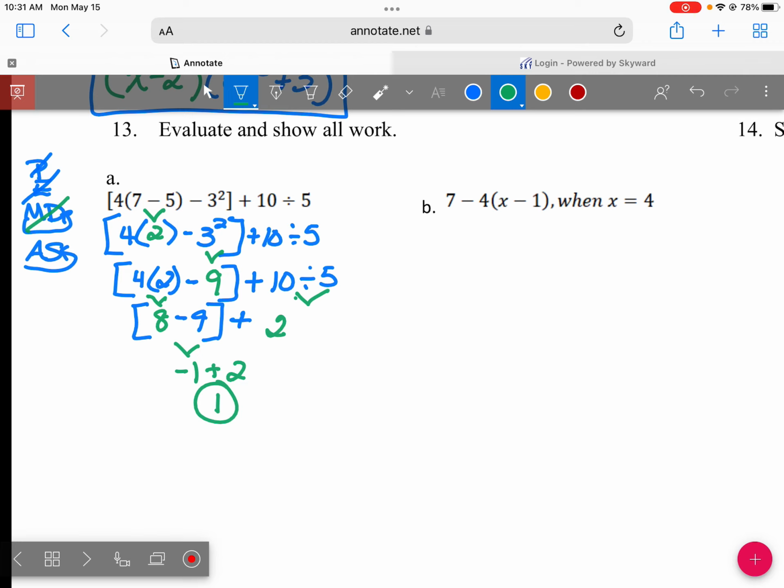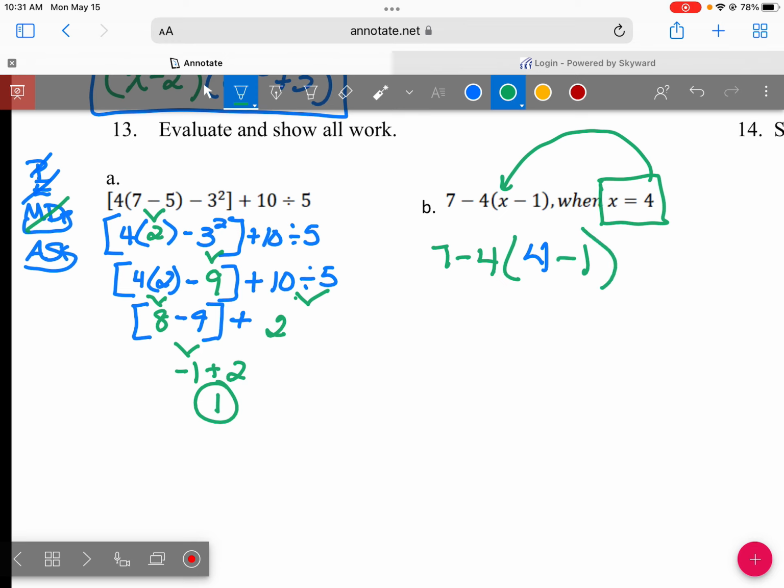Letter B, this is evaluating when you have to substitute. This is a substitution type of problem. 7 minus 4 times quantity x minus 1 when x is equal to 4. So we're telling you x is equal to 4, substitute 4 in for x, but keep everything the same. So x is 4 minus 1.